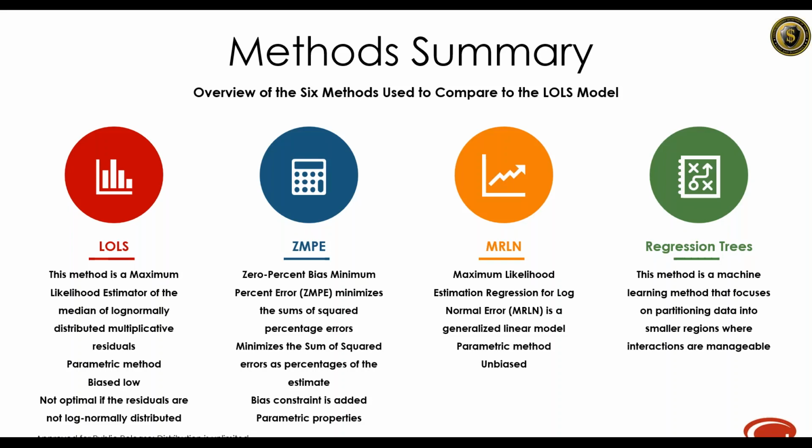Next up, we have Merlin, and Merlin is the maximum likelihood estimation regression for log normal error method, and it's a generalized linear model that is also unbiased. Regression trees, and this is the first of 4 machine learning techniques. It focuses on partitioning data into smaller, more homogeneous groups.